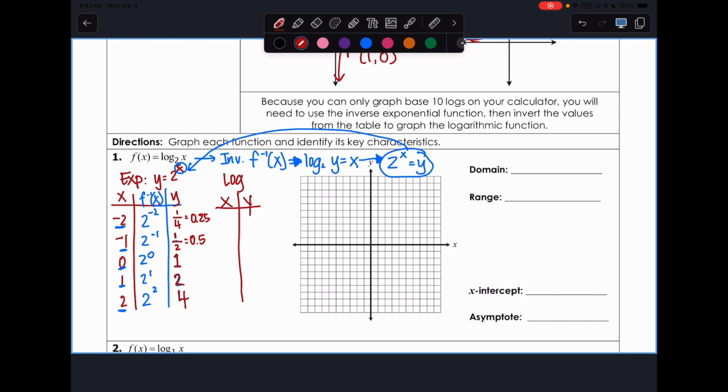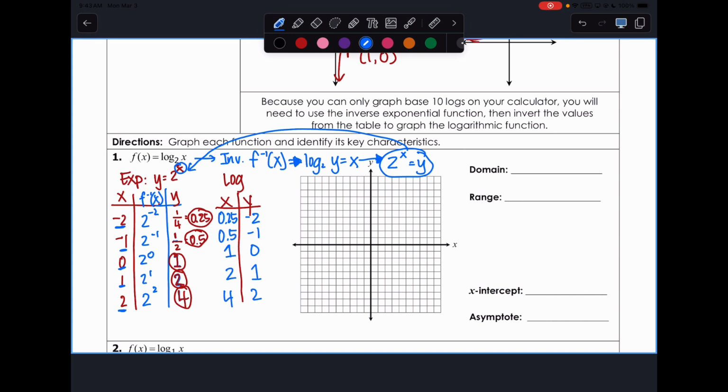Now we invert it. All the y values that we have here are now going to be in the x value column of your log. So this would be 0.25, and then the x value is now my y. 0.5, negative 1, 0, sorry, 1, my bad, 1, comma 0, 2, comma 1, and 4, comma 2.